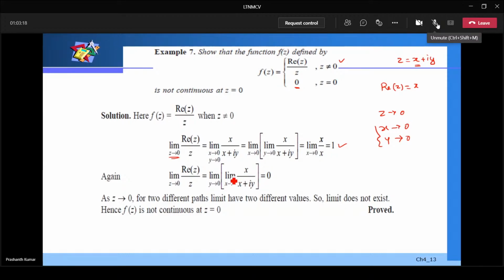So completely 0. After that, y tends to 0, since 0 came here, the limit y tends to 0 is automatically 0, total 0. So therefore, the limit approaching from x tends to 0, y tends to 0 is not equal to the limit approaching from y tends to 0, x tends to 0.